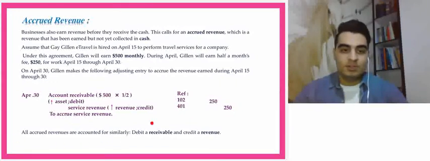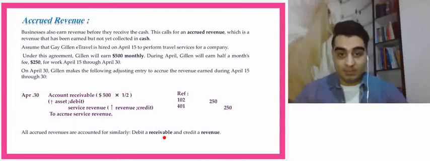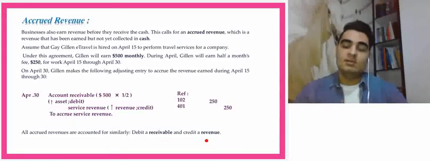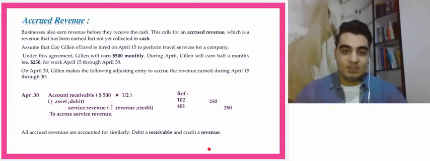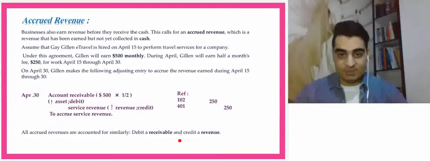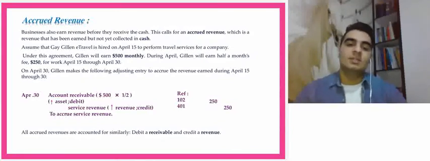This is a very important point for you, so I hope you all recognize it well and remember it. All accrued revenues are accounted for similarly: debit a receivable and credit a revenue. It's a code, so you can remember it easily. For accrued revenues, this is our rule: debit a receivable and credit a revenue.